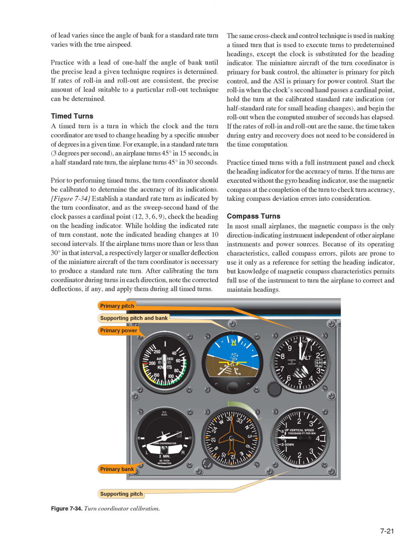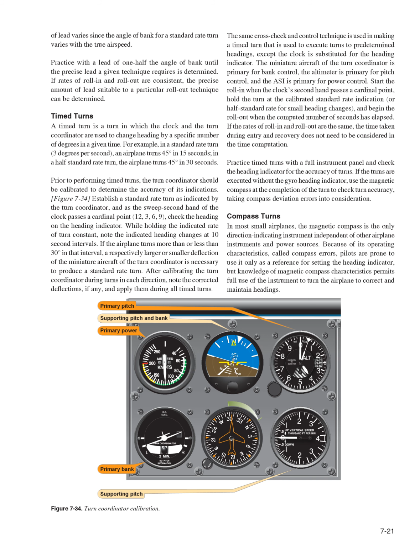Figure 7-34. Establish a standard rate turn as indicated by the turn coordinator, and as the sweep second hand of the clock passes a cardinal point, 12, 3, 6, 9, check the heading on the heading indicator. While holding the indicated rate of turn constant, note the indicated heading changes at 10 second intervals. If the airplane turns more than or less than 30 degrees in that interval, a respectively larger or smaller deflection of the miniature aircraft of the turn coordinator is necessary to produce a standard rate turn.